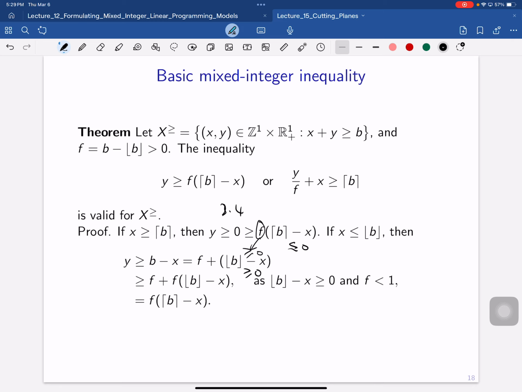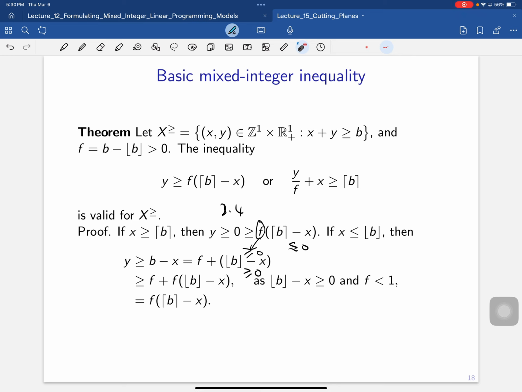Now, if you multiply this greater-than-or-equal-to-0 number by f, where f is some number between 0 and 1, then the right-hand side will be smaller. That's why this inequality holds, and then you get the result here. So this is a very simple proof, based just on the rounding of x.